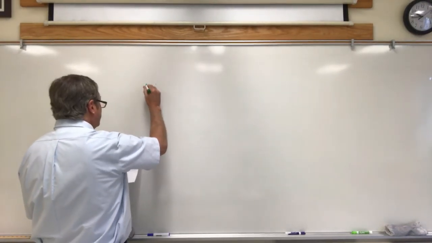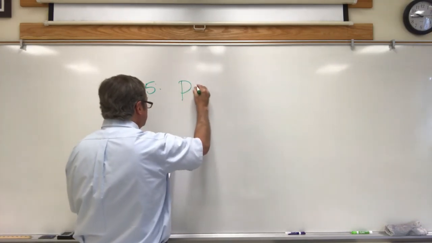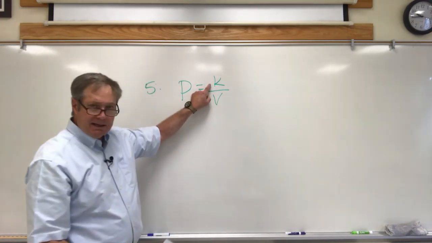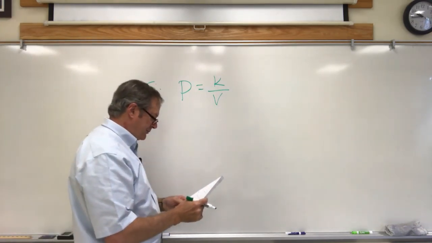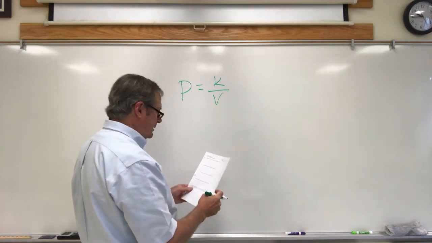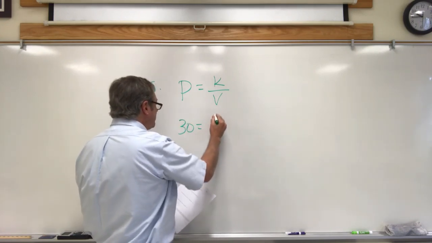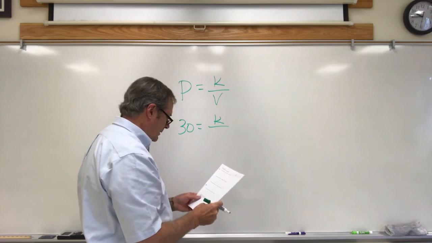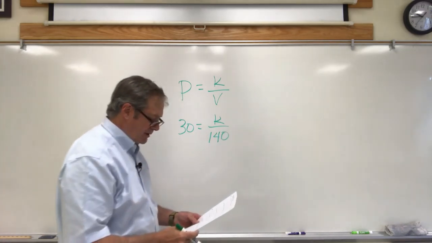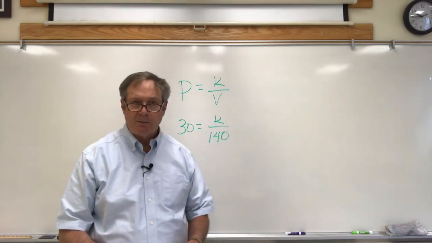So for number 5, the first thing I'm going to do is write out the equation. P for pressure varies inversely as volume. Again, I've got K as our constant setting up here. Then it says, if the pressure is 30 pounds per square inch, well, 30 goes in the P spot. If the pressure is 30 pounds per square inch when the volume is 140 cubic inches, find the pressure, P, when the volume is 100.